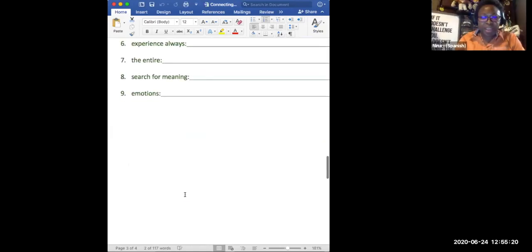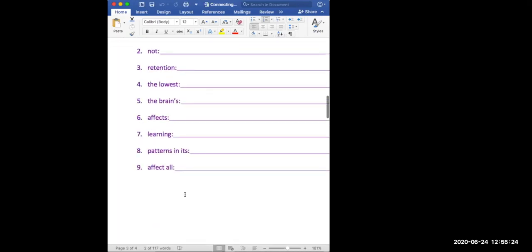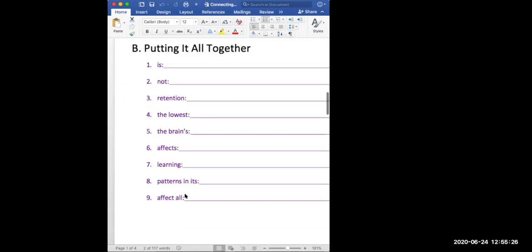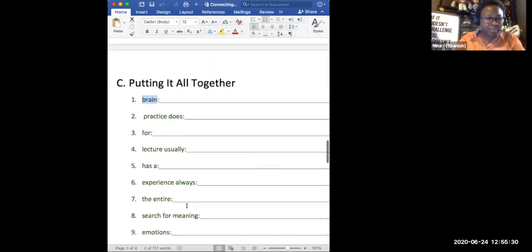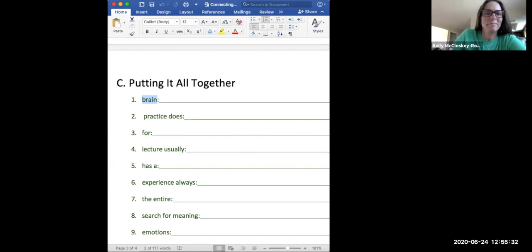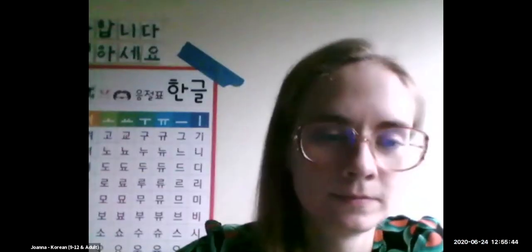So letter A, help us figure out what this sentence is. Each brain is unique. Beautiful. Do we all agree? Okay, so on our line, we are going to write: Each brain is unique. For number one. And all of us are going to be on number one. And that's critical because if you're not on the same one, it's not going to work.